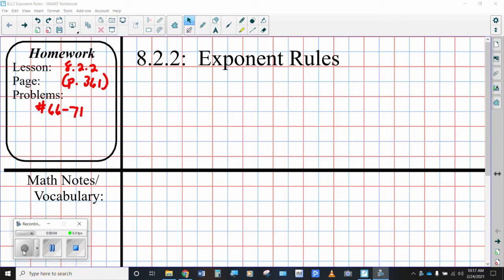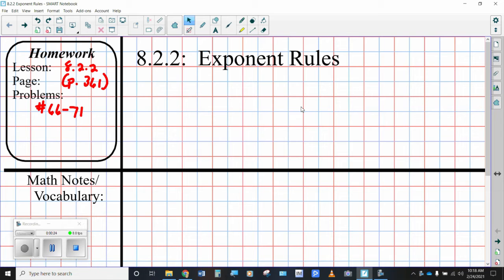Alrighty, let's take a look at lesson 8.2.2. This is officially called Exponent Rules. And we're going to build on what we did in the first part, lesson 8.2.1, where you were introduced to the basic idea of how exponents work and how you can take exponent expressions and simplify them.